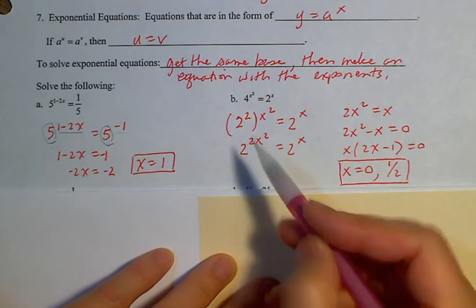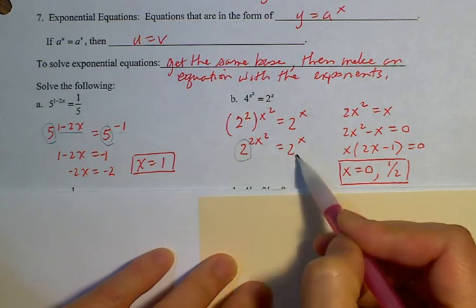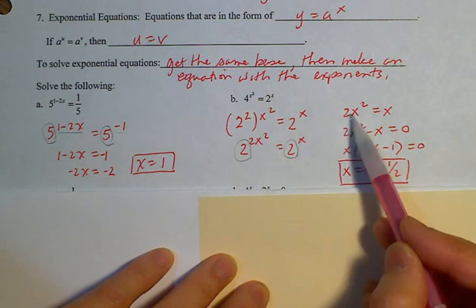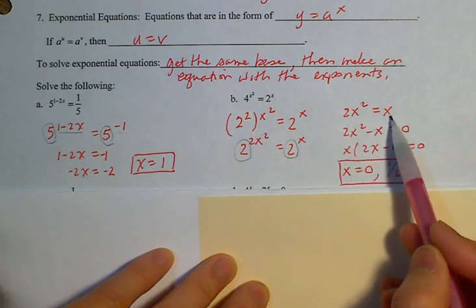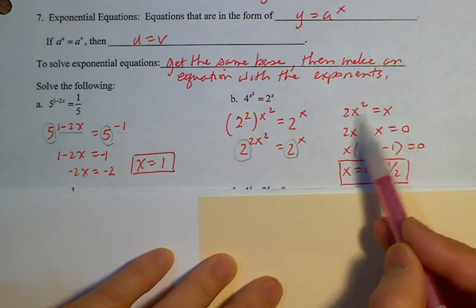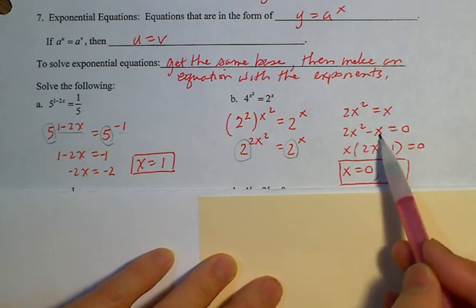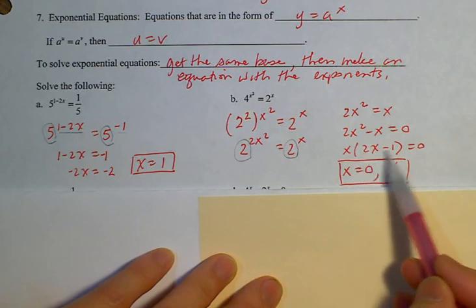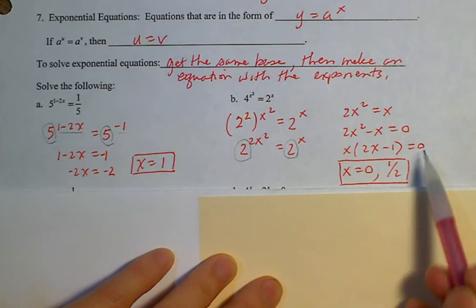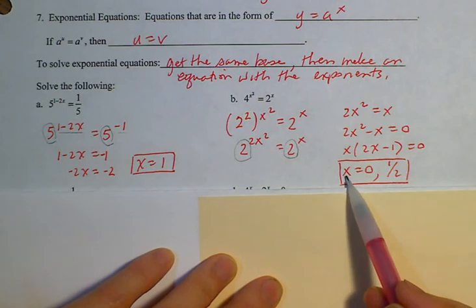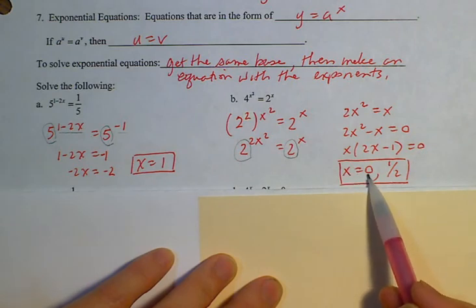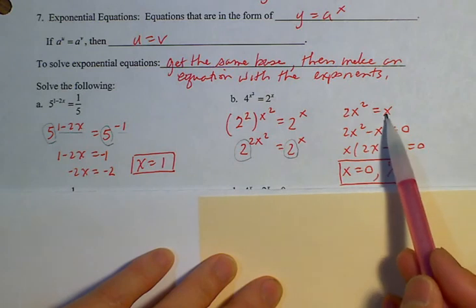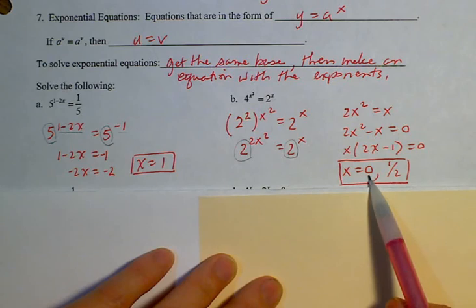So now, since the bases are exactly the same, I can make the powers equal. So it's 2x squared is equal to x. Now don't divide by 2 on this. You want to bring over the x, factor out an x. So that'll be x times 2x minus 1 is equal to 0. And then solve for x. So x is equal to 0 and also a half. Okay, make sure you don't divide by 2 here, or else you'll lose out on the answer for 0.